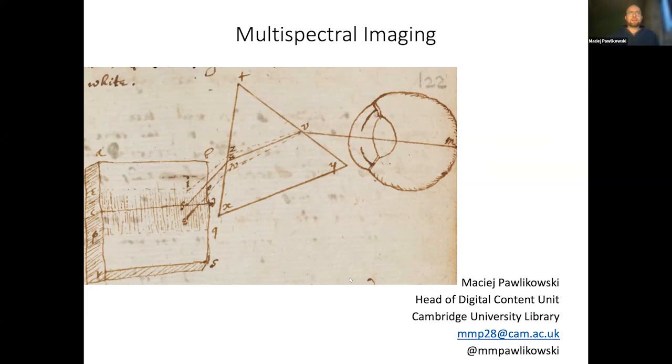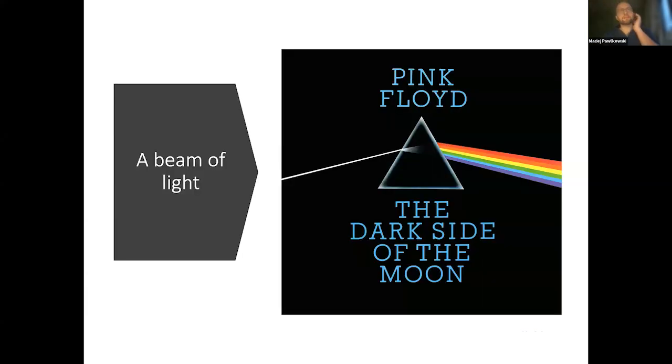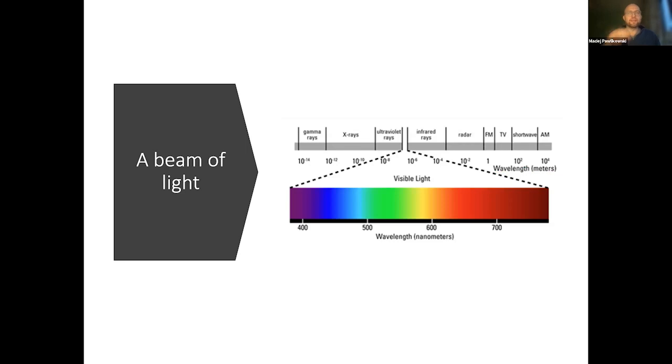And then in the 1970s, there was another Cambridge connection where they reused that image and tried to maybe not explain it, but use it for the art, the Pink Floyd album The Dark Side of the Moon. But in reality, the beam of light, the visible light, once it's split, goes from blue to red, as we know, and it goes through all the colors.